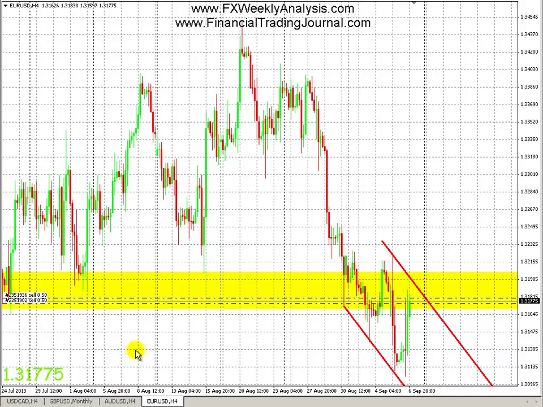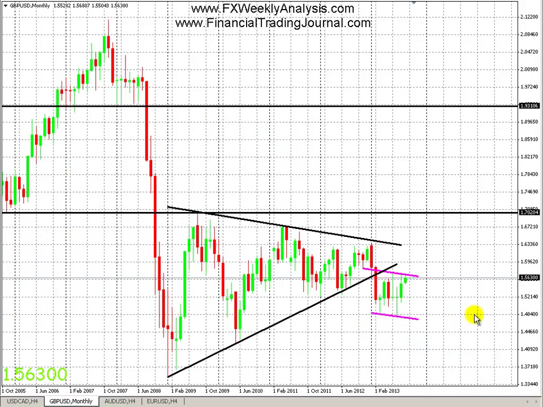So that's all I have for the euro dollar. Lastly, we have the pound dollar. As far as the monthly chart goes, there's nothing really new here.